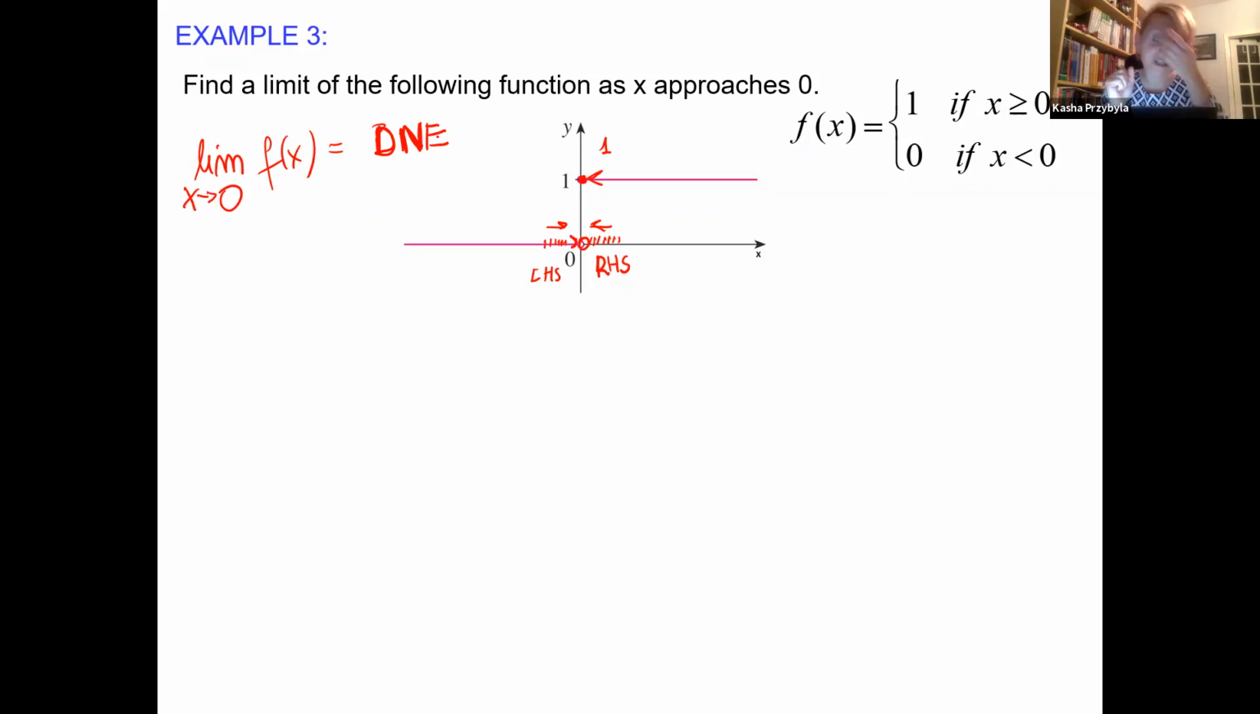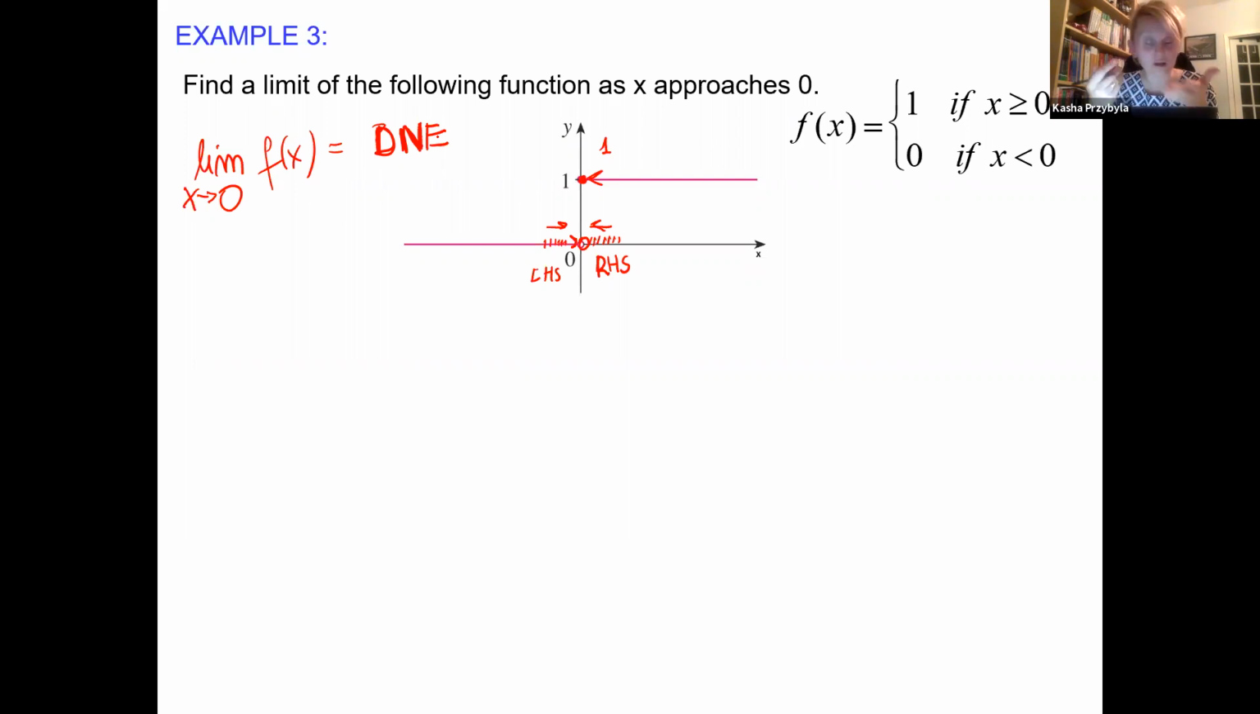However, the previous example had this oscillation. And this is a good explanation, because as soon as we say that the limit is undefined, we have to have a reason. In this example we have two different behaviors, two different values on the left and the right-hand side. That's the reason.